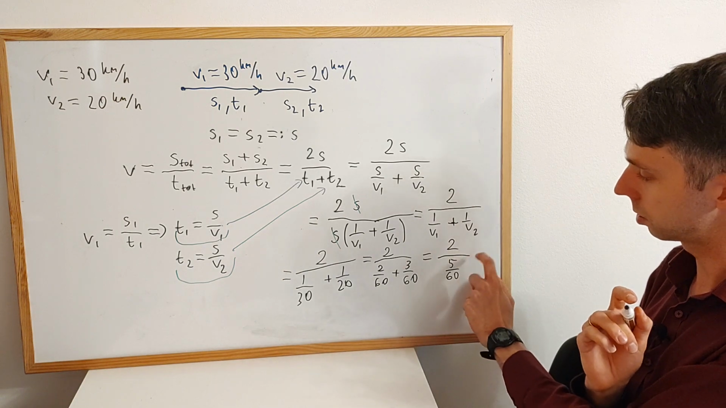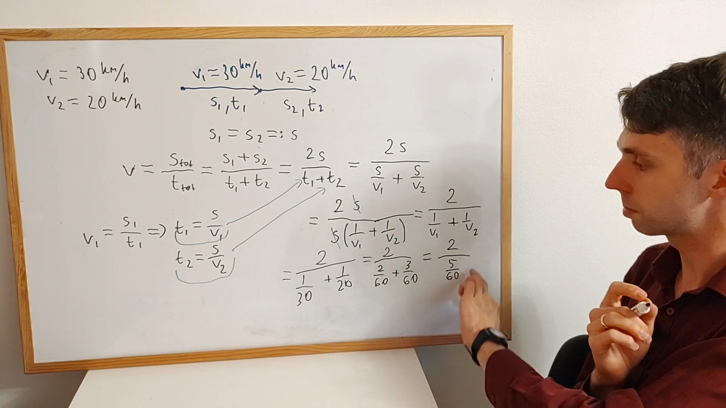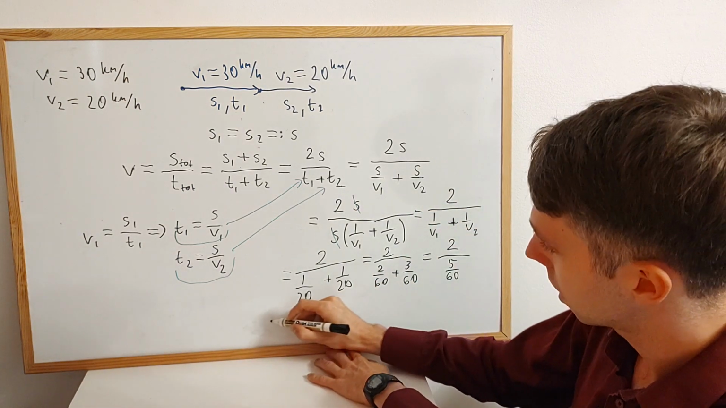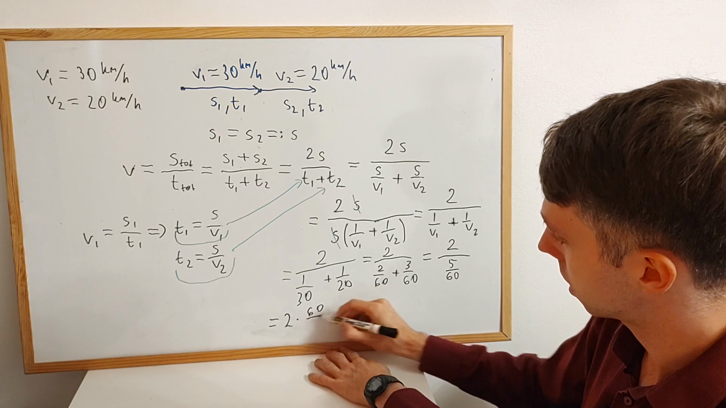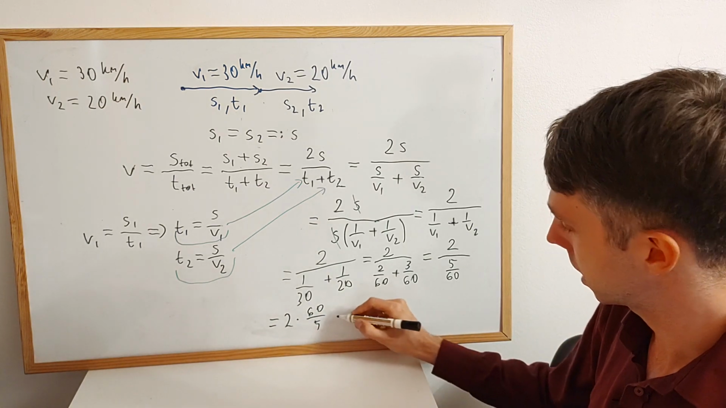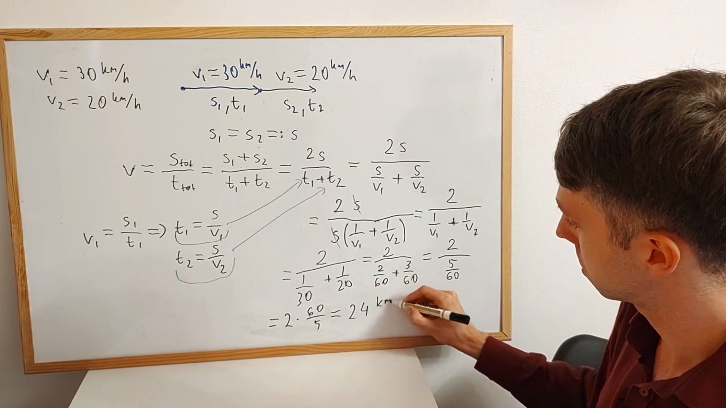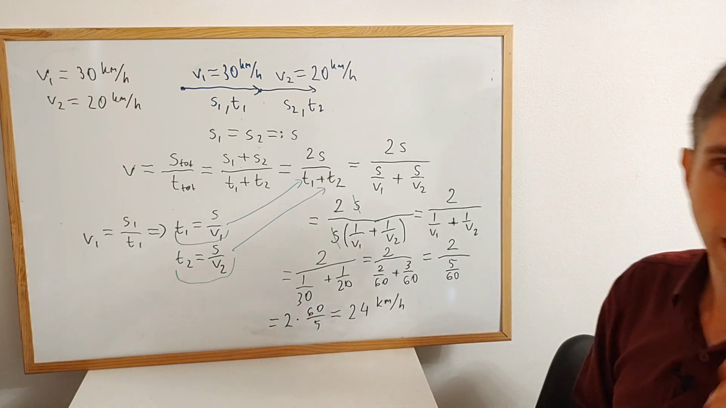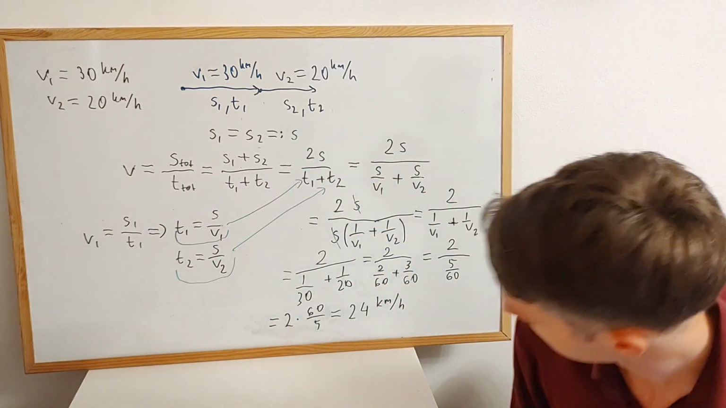In order to divide by a fraction, you multiply by its inverse. So what you have is 2 times 60 over 5. So it's 120 over 5, and it's 24 kilometers per hour. And as I mentioned, it's not 25.